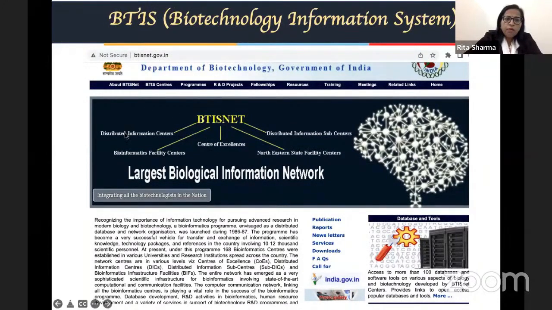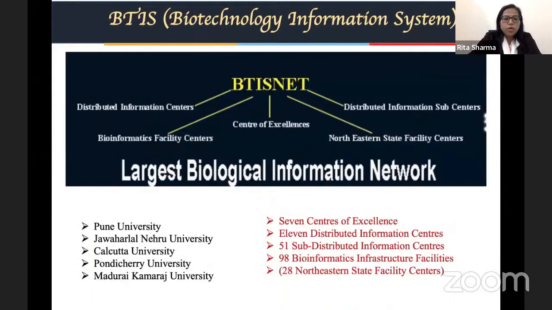The BTIS network still exists and is very much functional, and is the source of connecting bioinformatics in the country, where we have several distributed information centers and bioinformatics facility centers, which have high performance and supercomputing facilities available. There are 7 centers of excellence which are running masters and PG programs for bioinformatics. There are distributed information subcenters, which also include Northeastern State Facility Centers, which together make a very strong foundation for bioinformatics in the country. So there are 7 centers of excellence, 11 DICs, 51 sub-DICs, and 98 bioinformatics infrastructure facilities. So you can imagine that we are quite well-resourced to lead bioinformatics projects.